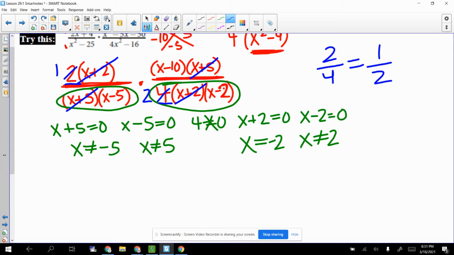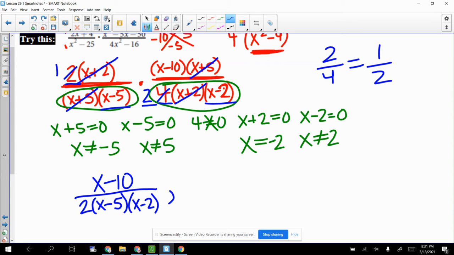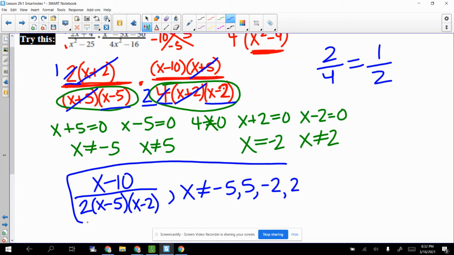Okay, so on the top, what's left is this 1 and this x minus 10. So we're just going to write that as x minus 10. And then what's left on the bottom is this 2 and this x minus 5 and this x minus 2. Okay, so I'm going to write all of that here. And I know it's not as simplified as what we're used to, but that's the most that we can do. So that would be our final answer. And then we would just say x cannot equal, and we're going to just list our restrictions from step 2, which was in green here. And that would be your final answer.